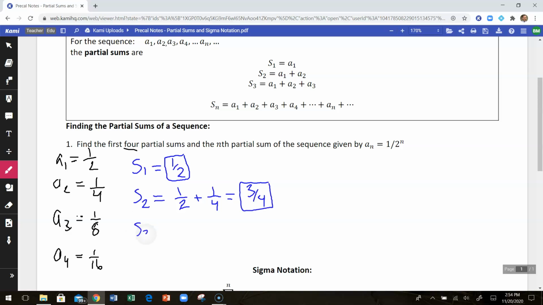The third partial sum would be the sum of the first three terms, 1/2 plus 1/4 plus 1/8. So we basically already know that 1/2 plus 1/4, that's 3/4. We just found that there. So 3/4 plus 1/8 would be 7/8.